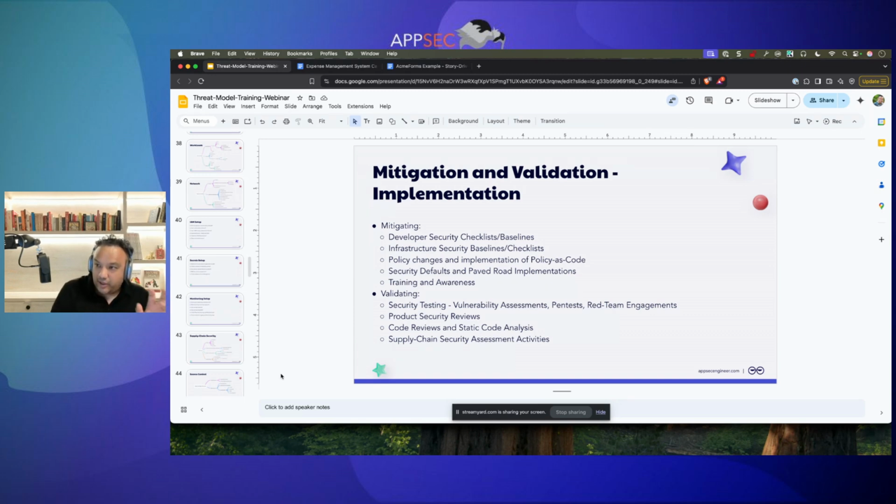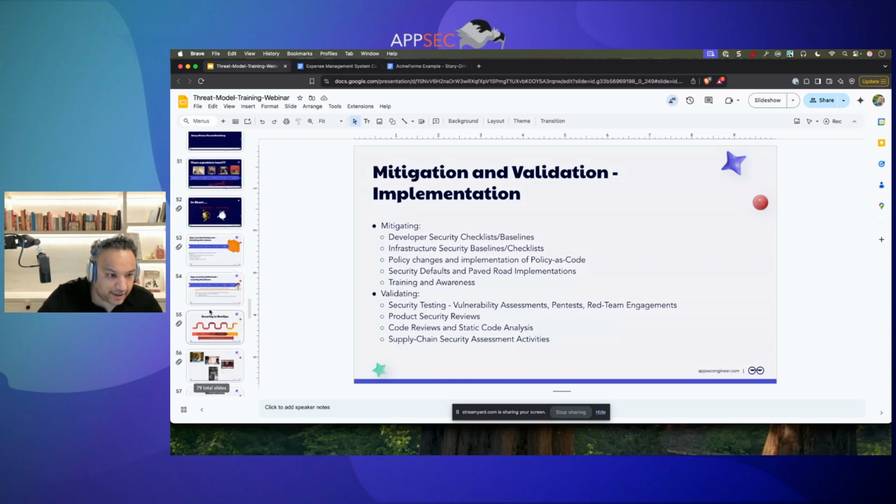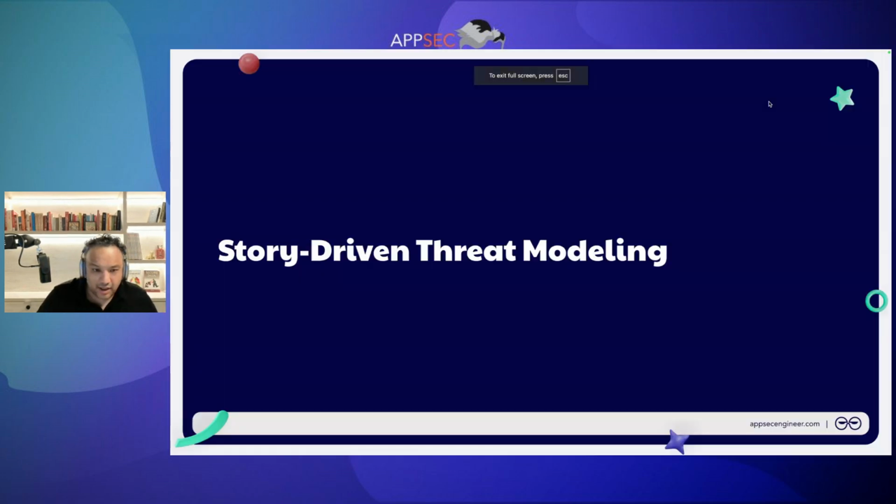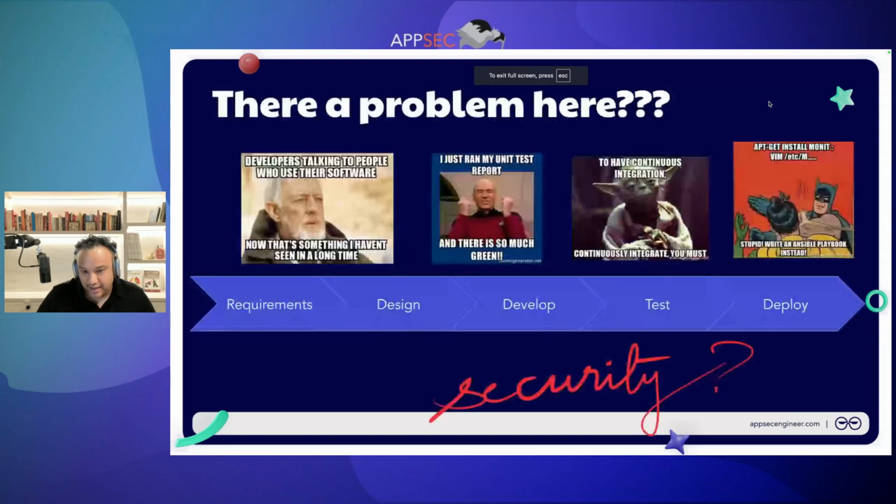Instead, what we could do is very specific, targeted threat models for features as we are taking them up as part of an agile sprint. When I say features, I mean user stories that you're taking up as part of an agile sprint, right? So this is basically what we call story-driven threat modeling. Now, story-driven threat modeling, as the name suggests, is for agile environments.